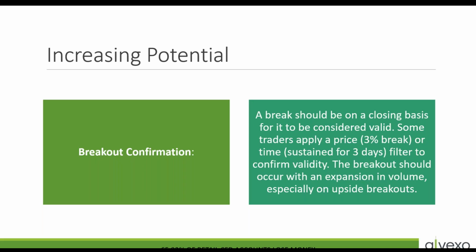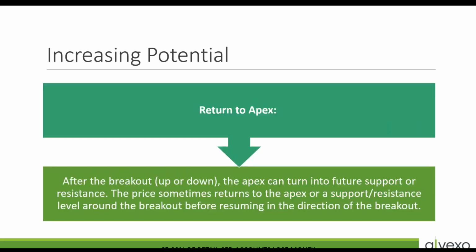And it should occur with an expansion in volume. Because you can never be sure when that price will return into that apex. Price may break out and then come right back into that apex. Now, just because it does, it doesn't mean you're wrong. A lot of times, price will jump out, move back into that apex of the triangle, and then continue up in that direction it was going.